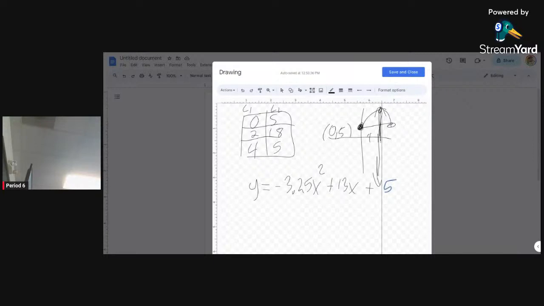Now, wait a minute. Is that vertex form? No, it's not vertex form. But can you tell me real quick what the vertex is? You were given the vertex. It's 2 and 18. How do we write that?